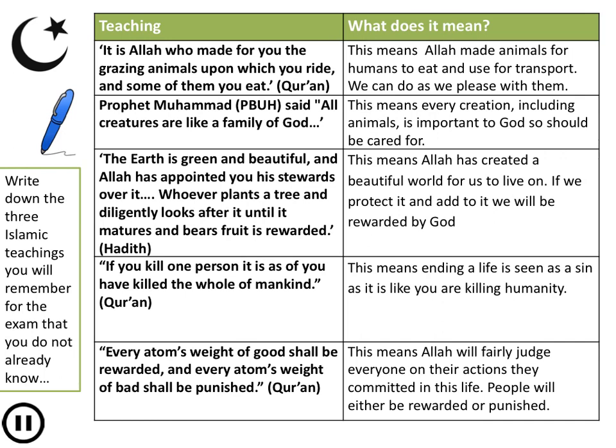First of all, we've got the teaching, "It is Allah who made for you the grazing animals on which you ride, and some of them which you eat." This is a great quotation, as it's showing us that Muslims believe in dominion as well. It means that Allah made animals for us to eat and for transport. We can do as we please with them.